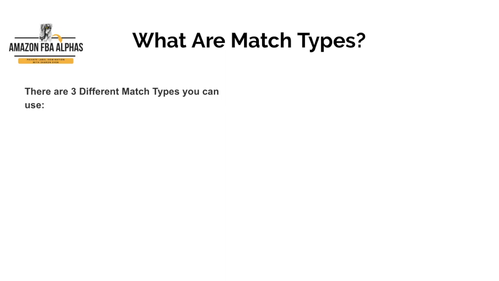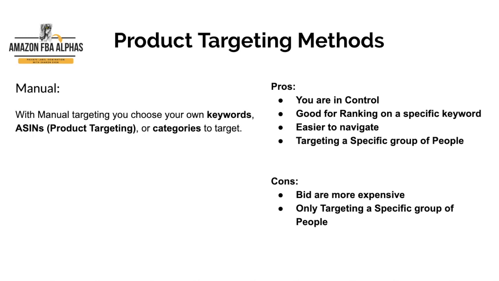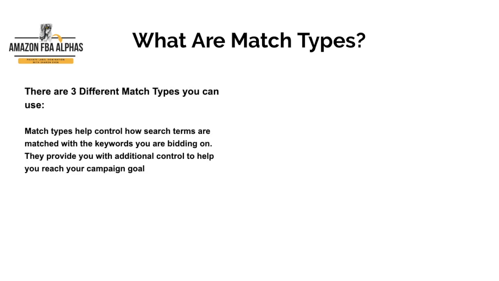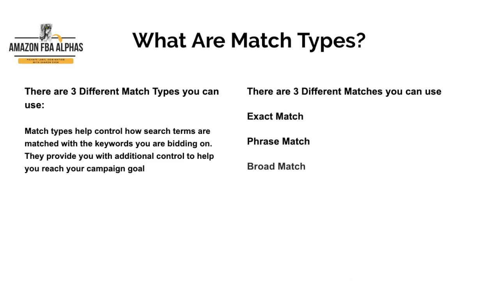Okay. What are match types? So we've got 3 different match types within the method. So the different targeting methods, you've got auto and manual, and then in manual, you've got 3 different match types. Match types help control how search terms are matched with the keywords that you're bidding on. They provide you additional control to help you reach the campaign goal. You've got exact match, phrase match, and broad match.